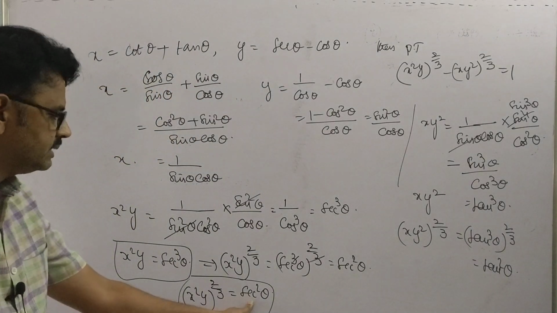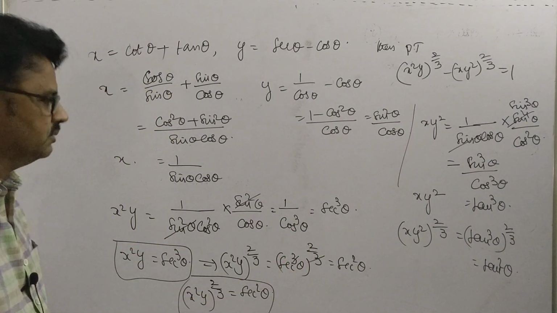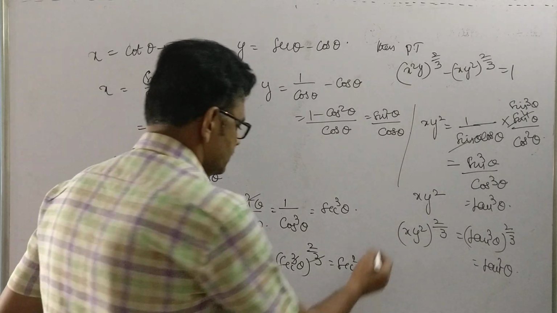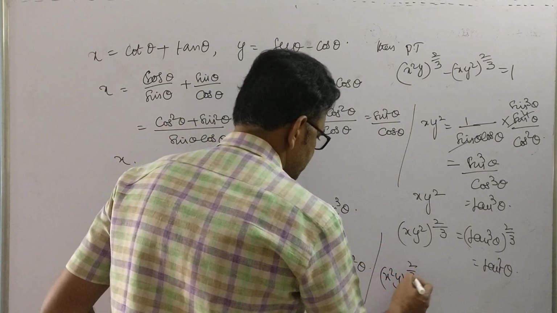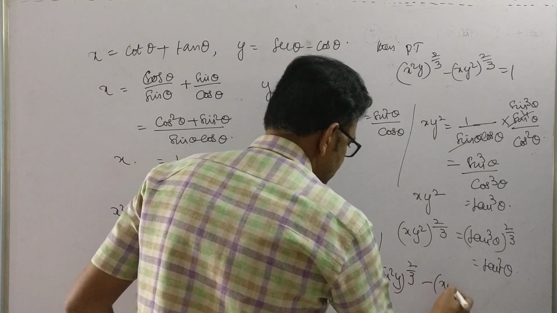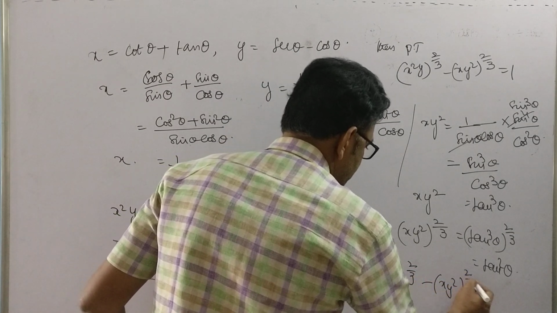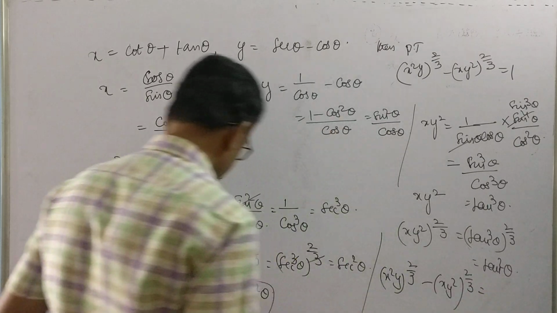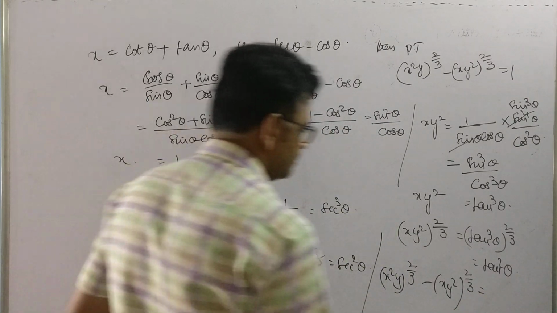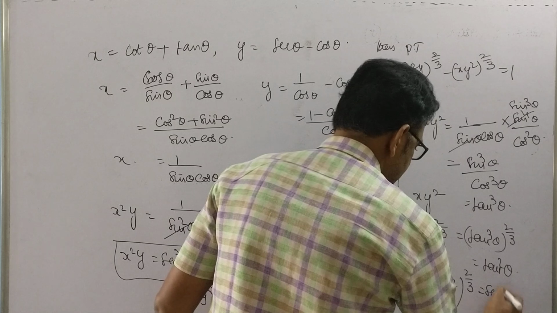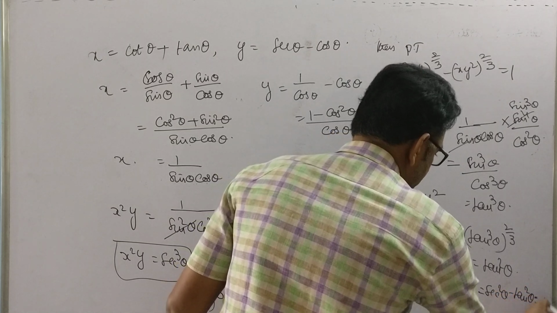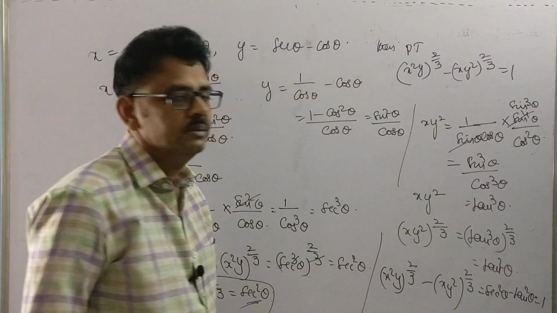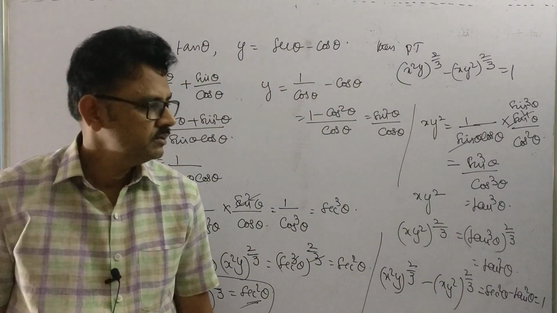We know that secant square theta minus tan square theta equal to 1. So that implies x square y whole power 2 by 3 minus xy square whole power 2 by 3 is equal to secant square theta minus tan square theta, which is equal to 1. Okay, thank you. Write down.